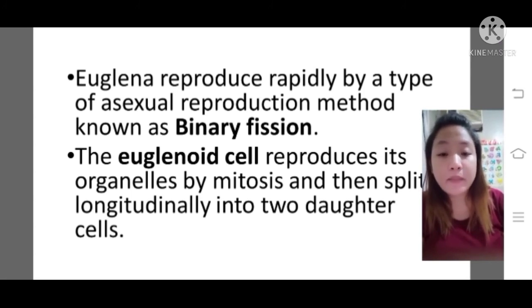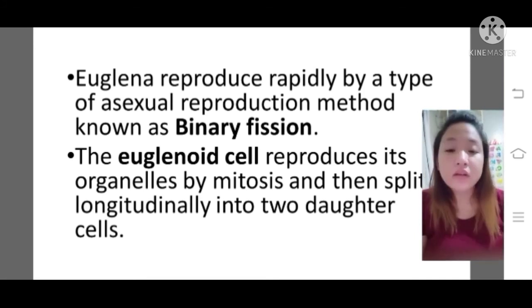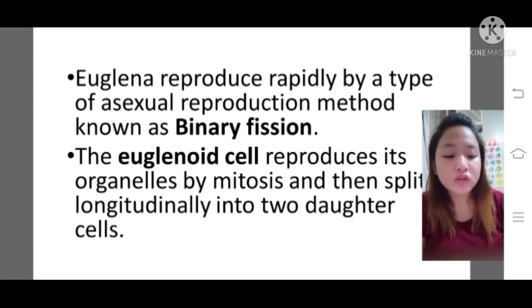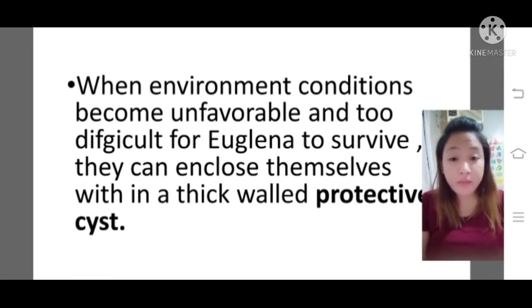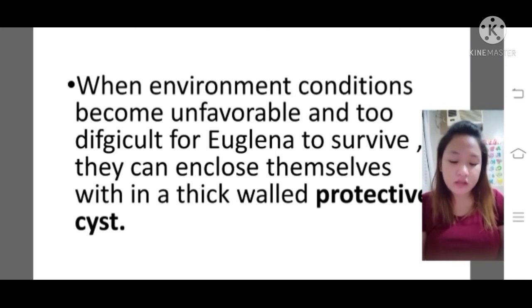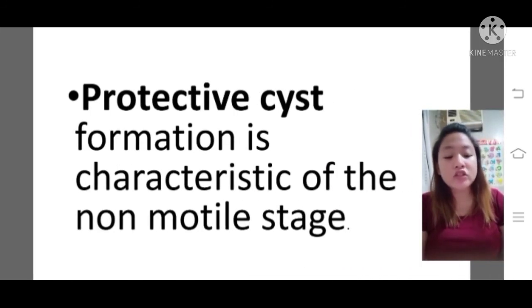Euglena reproduce rapidly by a type of asexual reproduction method known as binary fission. The euglenal cell duplicates its organelles by mitosis and then splits longitudinally into daughter cells. And when environmental conditions become unfavorable and too difficult for Euglena to survive, they can enclose themselves within a thick-walled protective cyst. Protective cyst formation is characteristic of the non-motile stage.